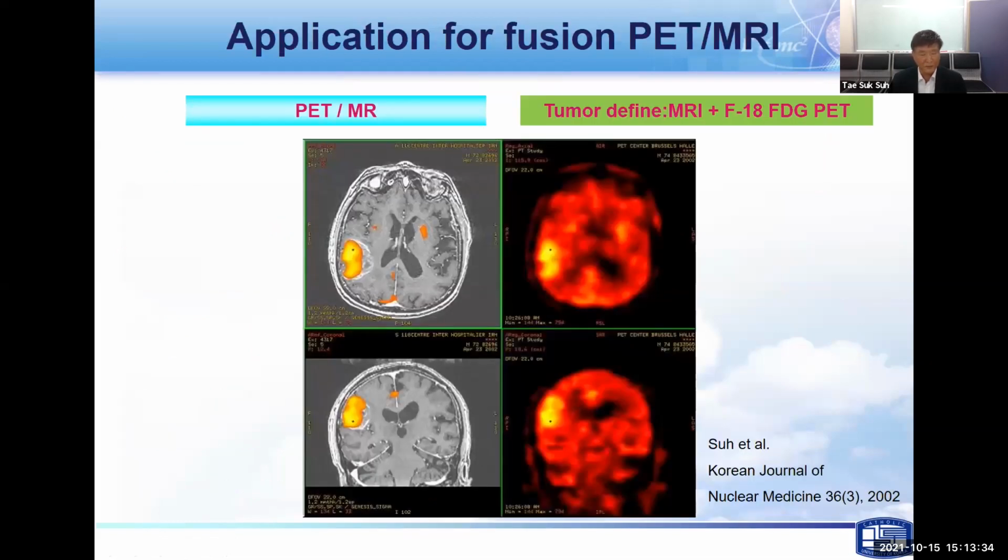Here is one example for defining a tumor using PET-MRI. Although the PET image is unclear, the target is well defined, especially in the PET. So when we fuse this PET image with the MR, we can see the target clearly from the PET and nice morphology in the MR image. So this PET-MRI is very useful for defining a target with a nice morphology in other areas.